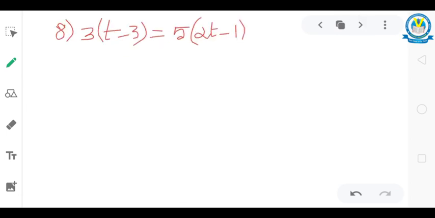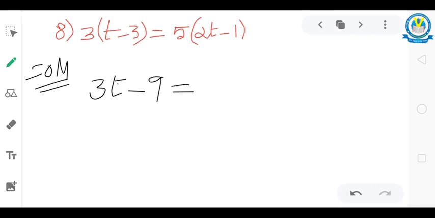Eighth one: 3 into t minus 3 equals 5 into 2t minus 1. Solution. Here 3 multiplies both terms, t and 3. First 3 into t, 3t; plus into minus, minus; 3 into 3, 9. 5 into 2, plus into plus, plus; 5 into 2, 10t; plus into minus, minus; 1 into 5, 5.